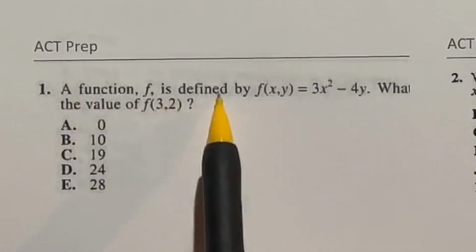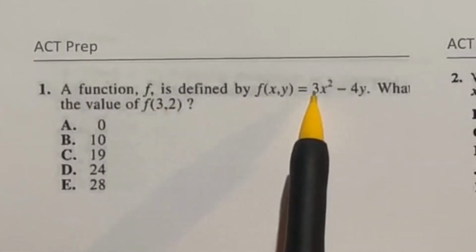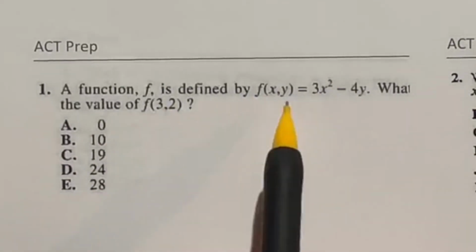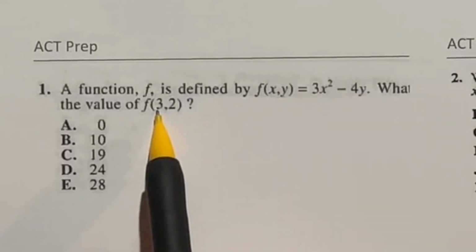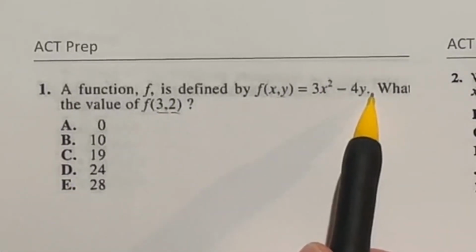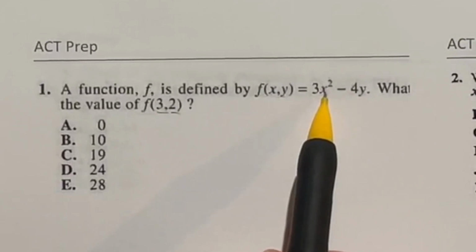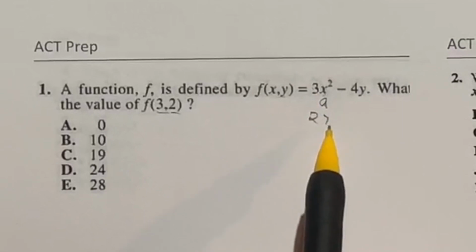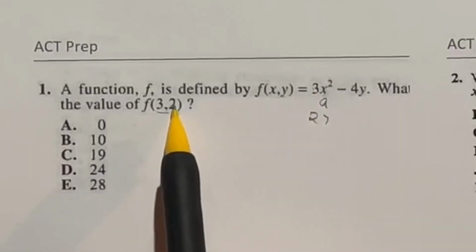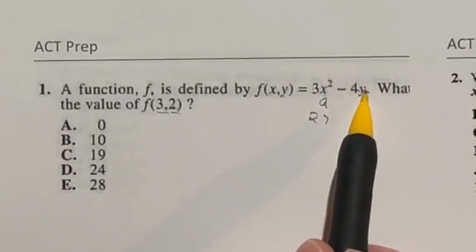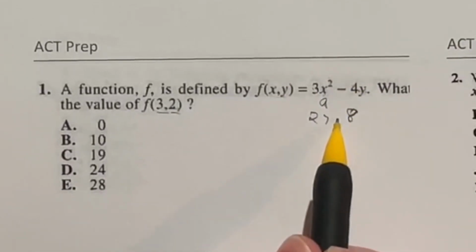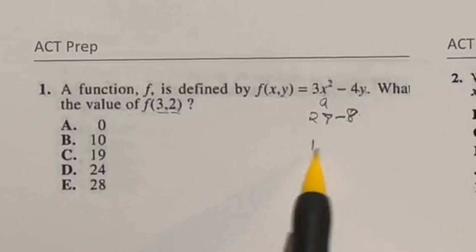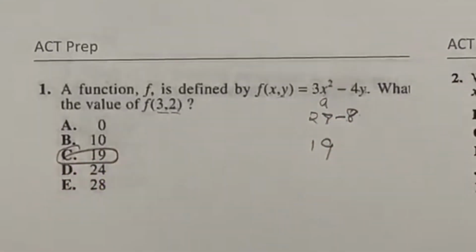It says a function f is defined by f of x, y equals 3x squared minus 4y. What's the value of f of 3, 2 in this case? Well, knowing here that it's x, y, that means we're just taking these two numbers and plugging them in. So when we plug them in, let's start here with the x. 3 squared would be 9, and 9 times 3 is going to give me 27. Whereas over here with the y, we're plugging in the 2. So 4 times 2 is going to be 8, and we're still going to be subtracting those. When we do 27 minus 8, we end up with 19. So our answer here is C.